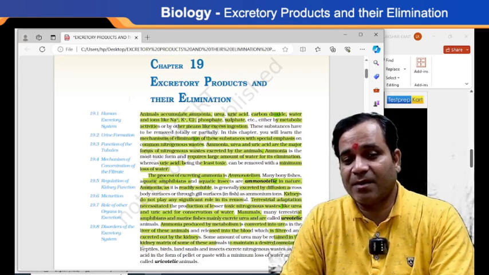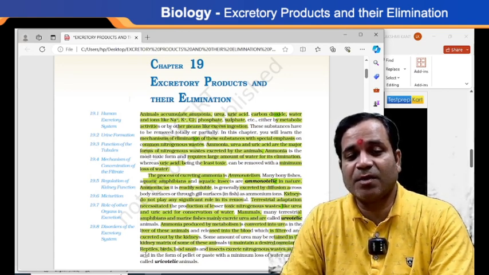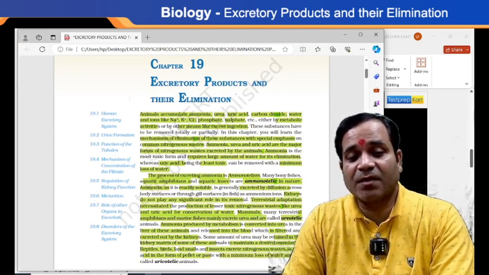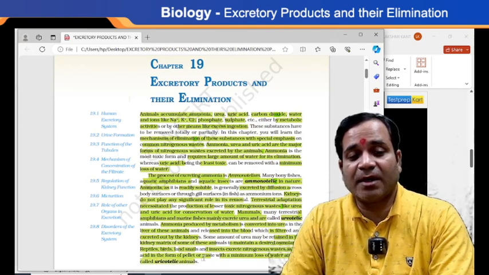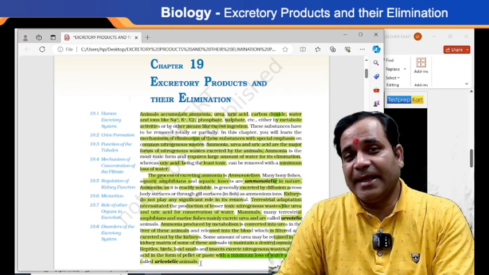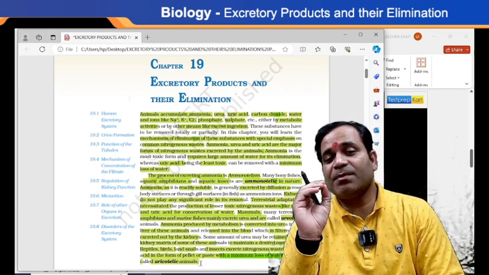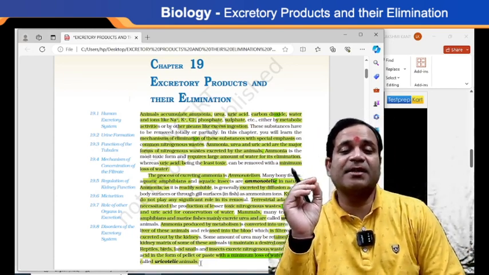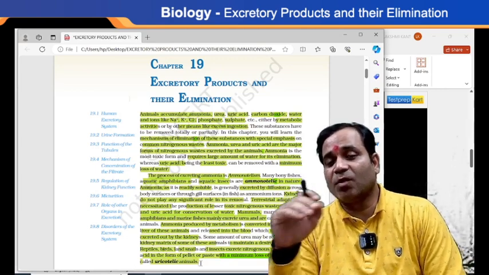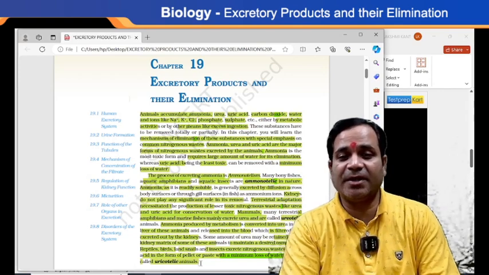Reptiles, birds, land snails, and insects excrete nitrogenous waste as uric acid in the form of pellet or paste with a minimum loss of water, and are called uricotelic animals. What animals? Uricotelic animals. See, here the three terms are important. One is ammonotelic, second is ureotelic, and third is what? Uricotelic. So these all are the modes in which excretion takes place, my dear.